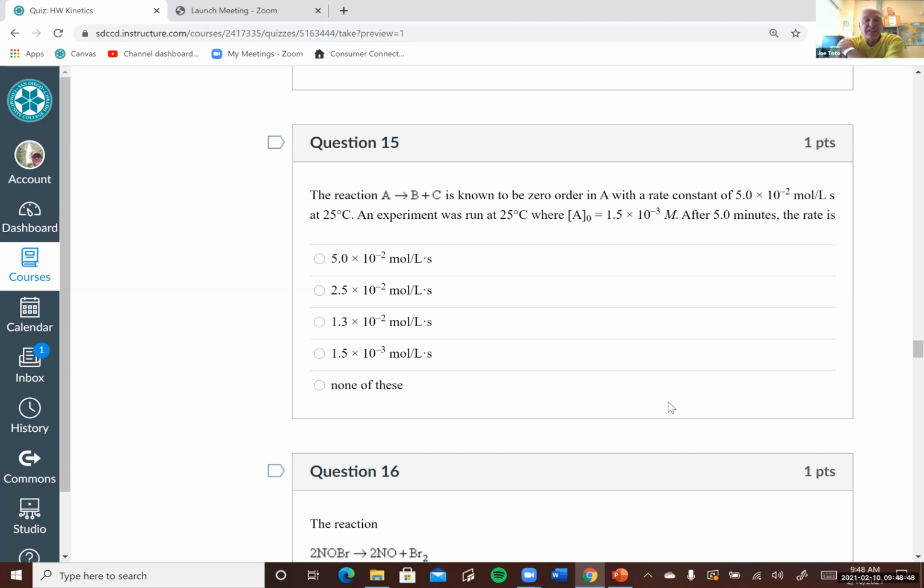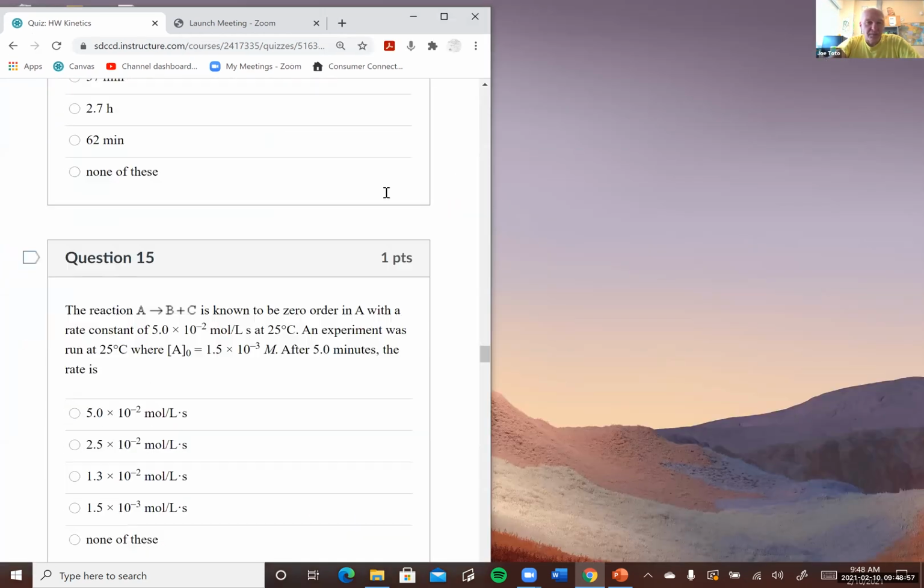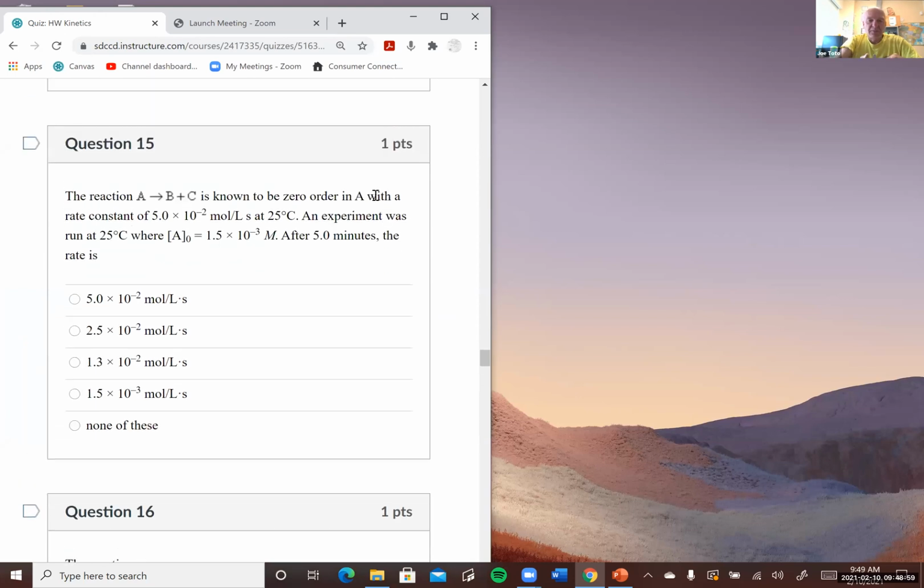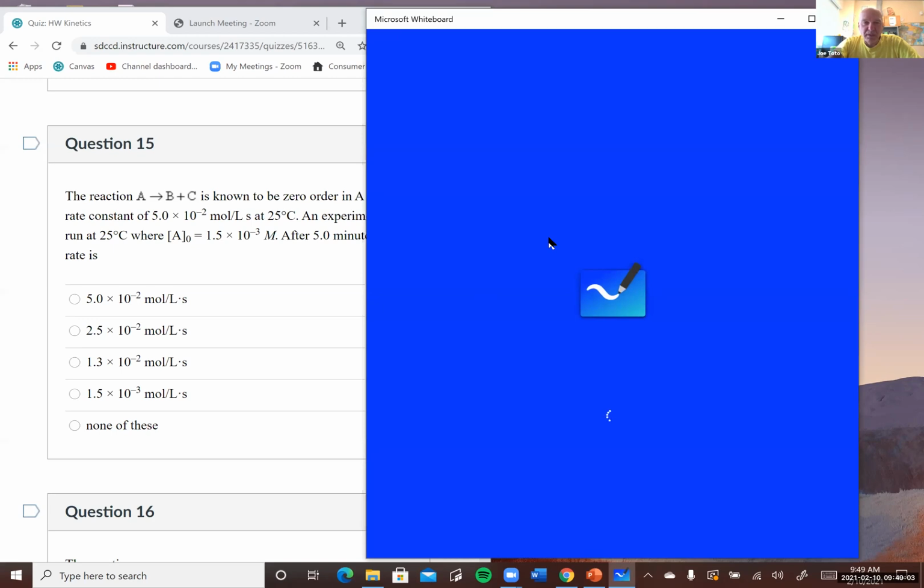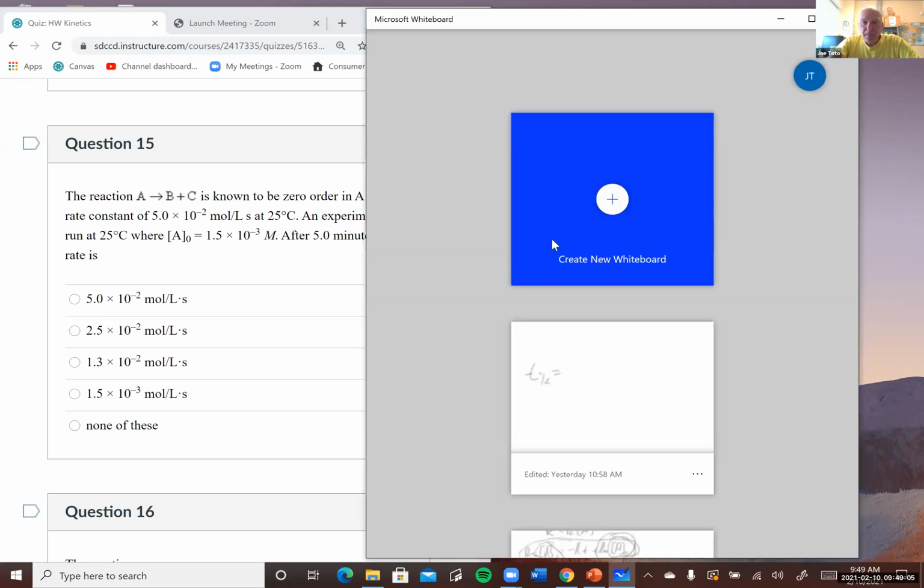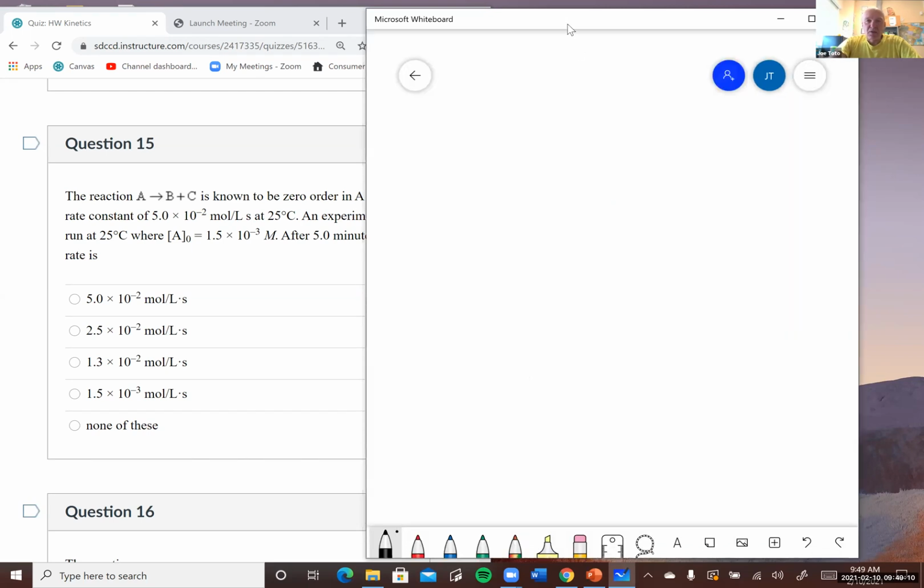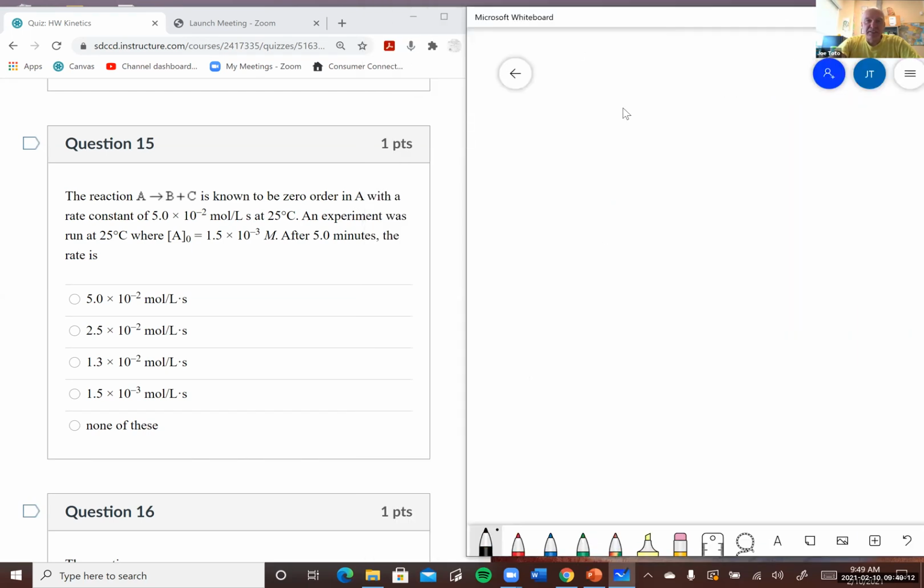All right, so for this problem, let me shoot that off to the side, number 15, and let me open up somewhere where I can write. Okay. All right. Now let's read this problem.